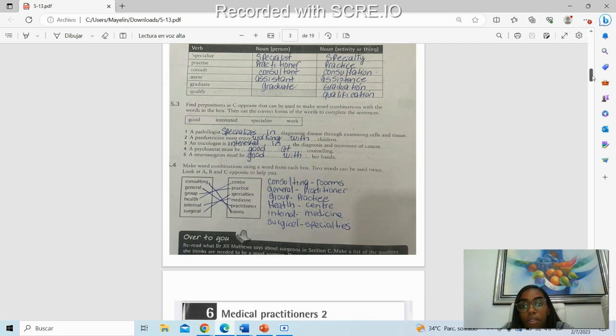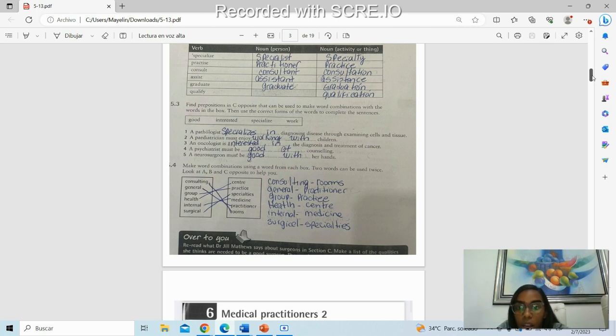5.3. Find prepositions in C opposite that can be used to make word combinations with the words in the box. Then use the correct form of the word to complete the sentence. Good, interested, specialize, and work. 1. A pathologist specializes in diagnosing disease through examination of cells and tissue.